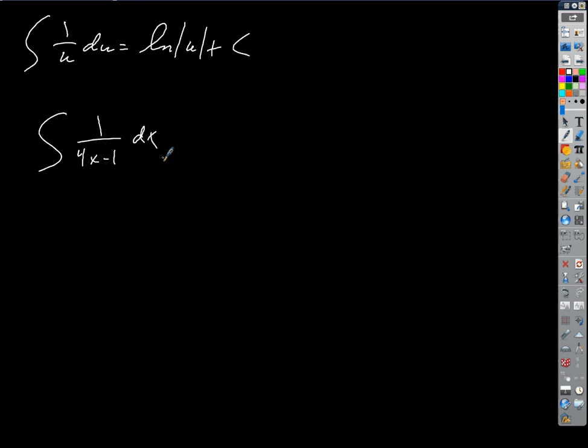What do you think? That doesn't fit the standard form exactly. Is there a u substitution we could make? Yeah, let u equal 4x minus 1, let it equal whatever's inside the function, right? The function's an inverse function. So if we make that substitution, u equals 4x minus 1, what's du going to be?